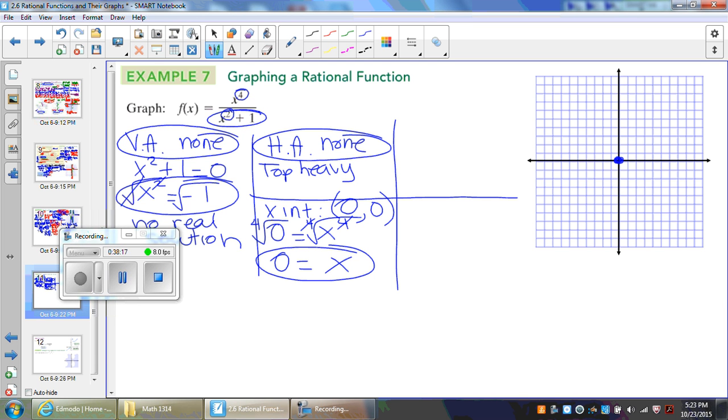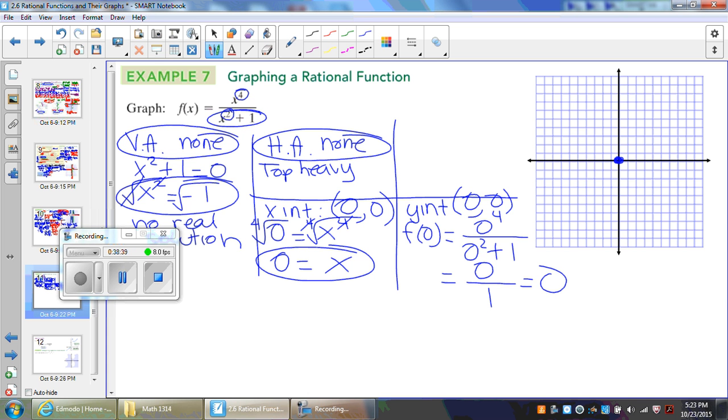Just to confirm, we're going to find the y-intercept by finding f of 0. That will be 0 to the 4th power divided by 0 squared plus 1. And so that will be 0 divided by 1, which is equal to 0. So that is true. The origin happens to be both the x and the y-intercept. Now remember, we do not have any vertical or horizontal asymptotes. However, one thing that I'm missing here is to find symmetry.